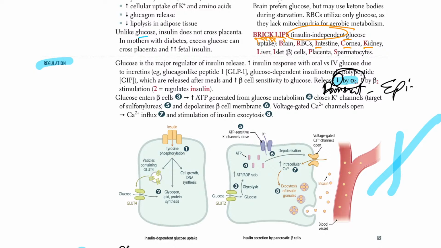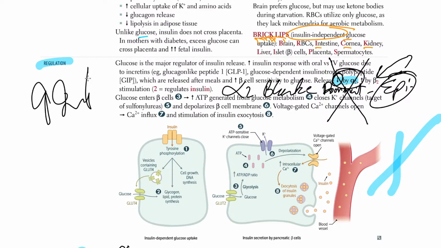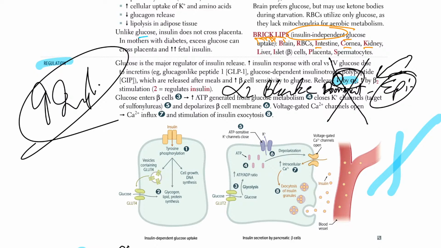But if you block, now the question arises, if you were to block this dominant alpha-2 by giving an alpha-2 blocker, then what's going to happen? Now you are causing epinephrine to work on the beta-2 and causing an increase in insulin. Right? Amazing. And that is what we have for the regulation.